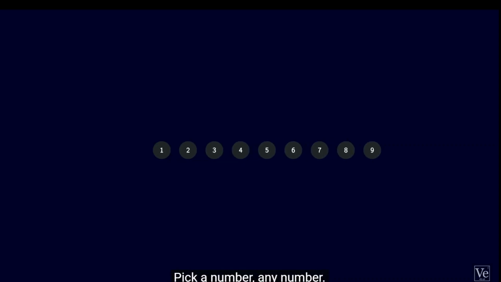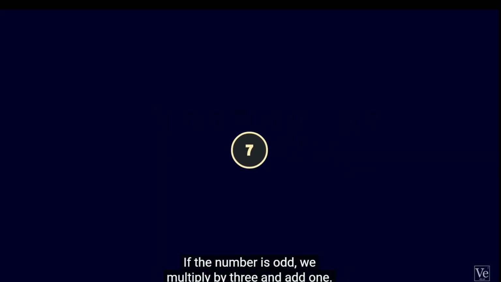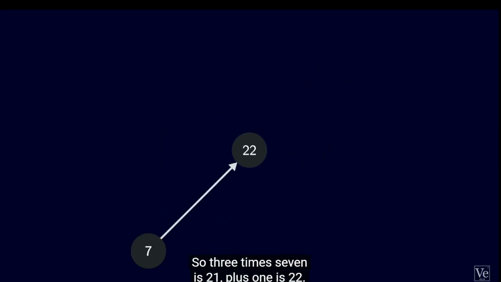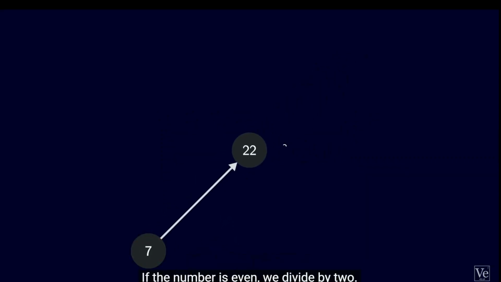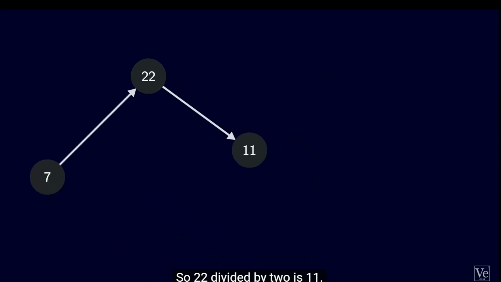Here's the video. Here's how it works. Pick a number, any number. 7? Good choice. Okay, we're going to apply two rules. If the number is odd, we multiply by 3 and add 1. So 3 times 7 is 21, plus 1 is 22. If the number is even, we divide by 2. So 22 divided by 2 is 11. Now we keep applying these two rules.